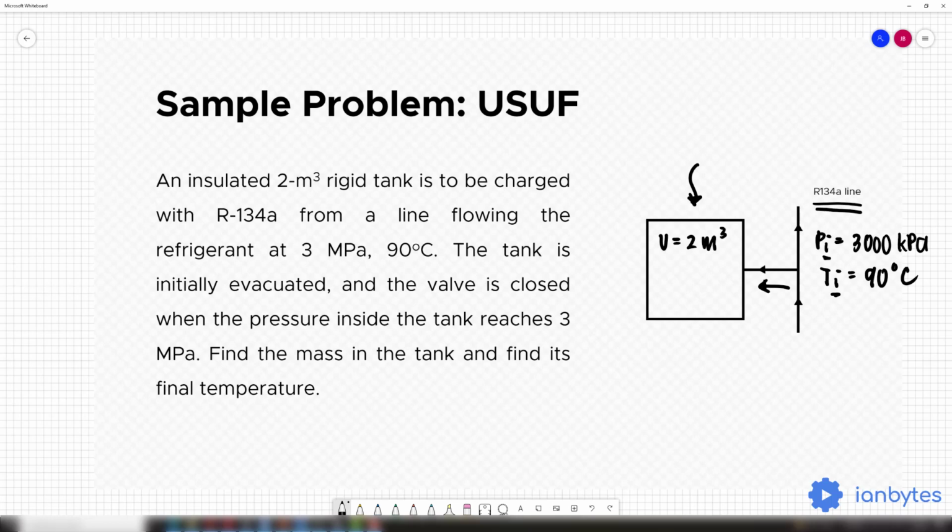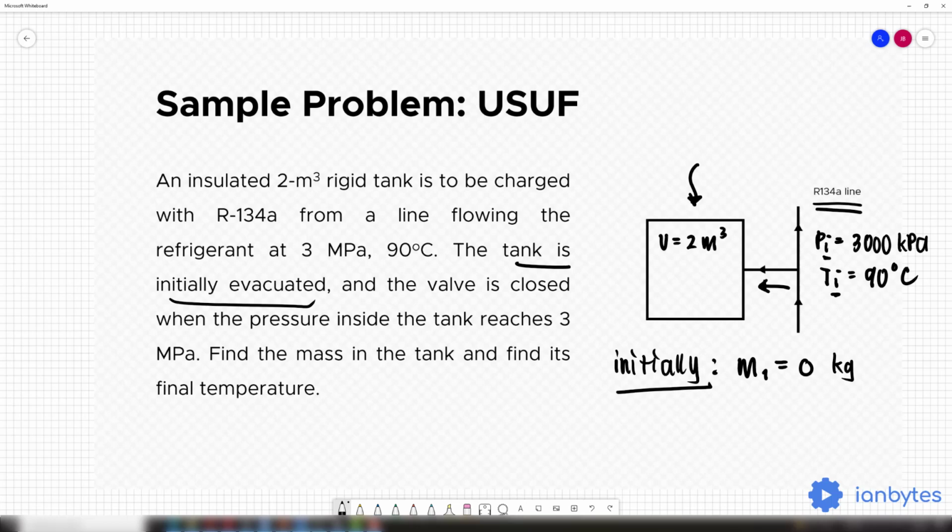According to our problem, the tank is initially evacuated. This means na sa simula ng ating process, the mass inside the system is just equal to 0 kilograms. It is initially evacuated, ibig sabihin wala siyang laman sa simula.